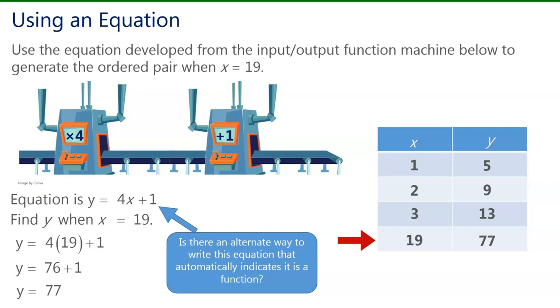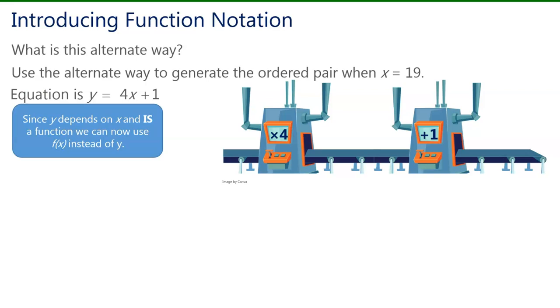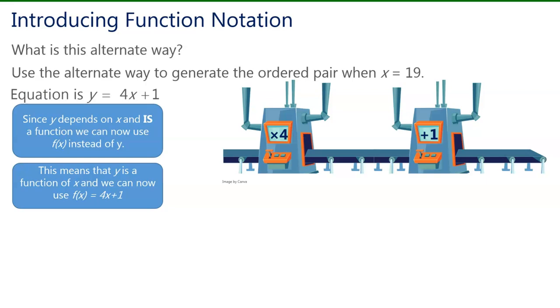Is there an alternate way to write this equation that automatically indicates it is a function? What is this alternate way? And use the alternate way to generate the ordered pair when X equals 19. The equation is Y equals 4X plus 1. Since Y depends on X and is a function, we can now use f bracket X closure bracket instead of Y. This means that Y is a function of X, and we can now use f(x) equals 4X plus 1.